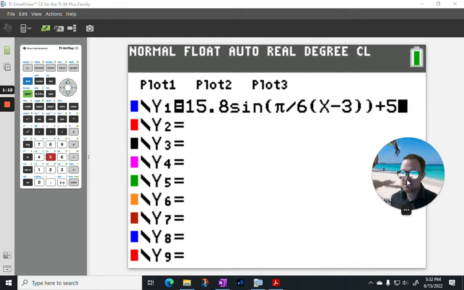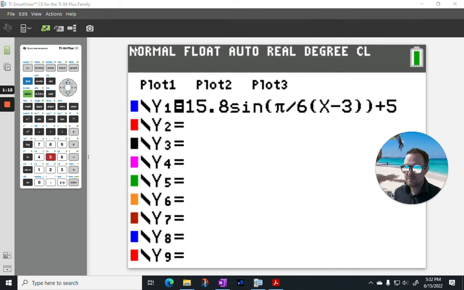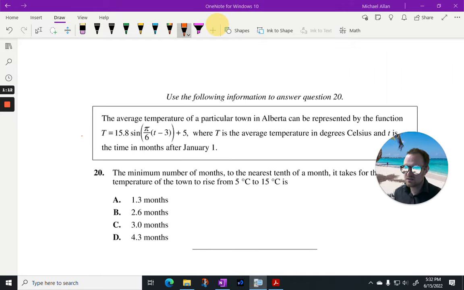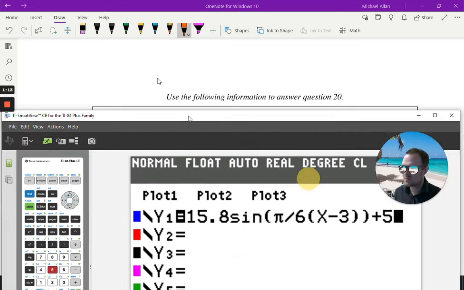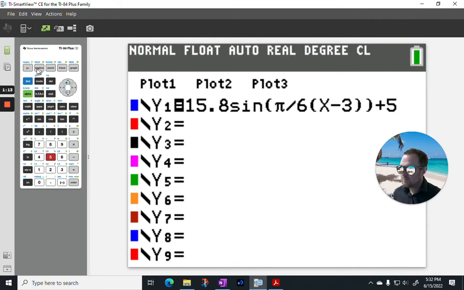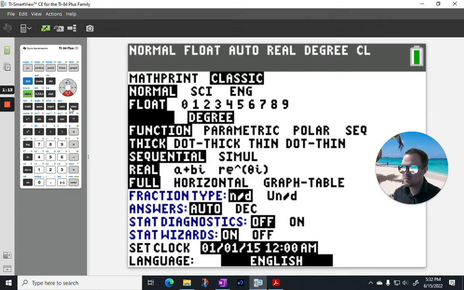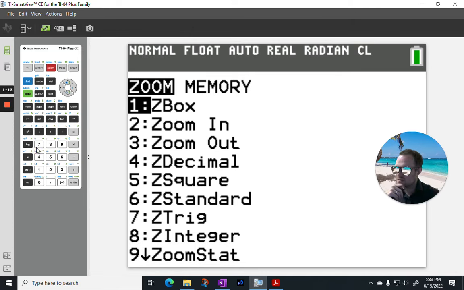Oh, I missed the plus 5. There's the plus 5 there. I think that's right. Let me just double check. Always double check your brackets. Sweet. Okay. Because I'm in degrees right now, I'm going to change that. So I'm going to go to my modes and change it to radians, because the pi indicates that this is not going to be in degrees. Then I'm going to go zoom, trig to start off with.